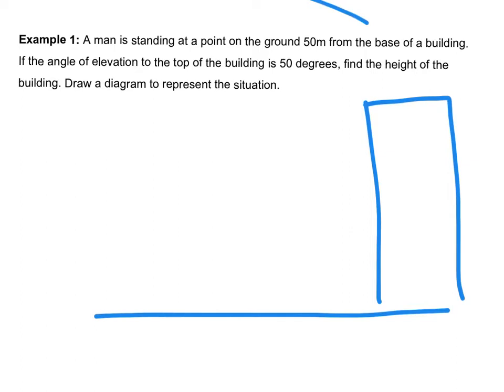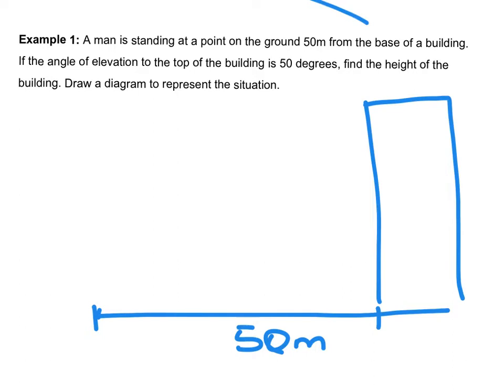Now, the man is standing at a point on the ground 50 meters. So we'll say he's standing here. So it's 50 meters from there to the base of the building, from there to there, these two points. That's a 50-meter distance. If the angle of elevation to the top of the building is 50 degrees, we're not talking about from his eyesight here. We're actually talking about from the ground.